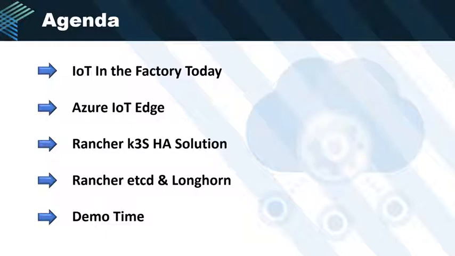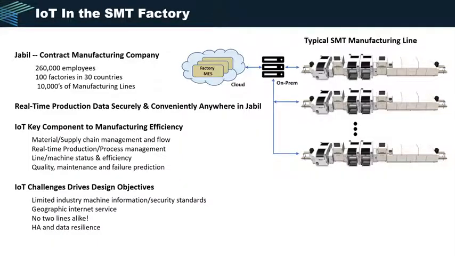So should be interesting. Jabil is a contract manufacturing company, about 260,000 employees, 100 factories in 30 countries, and we have tens of thousands of manufacturing lines. Not so much an advertisement for Jabil, but just trying to give you a size of how big Jabil is. It's a worldwide company, so our IoT deployment is a worldwide, enterprise-wide type of deployment. It's quite a large one.